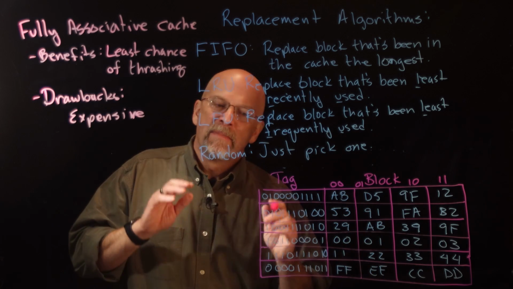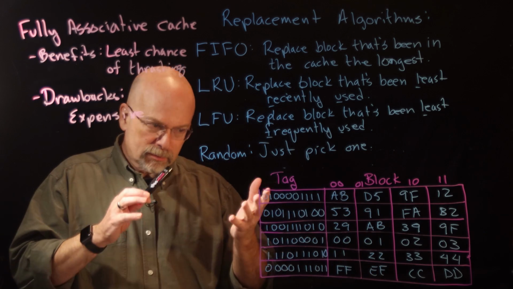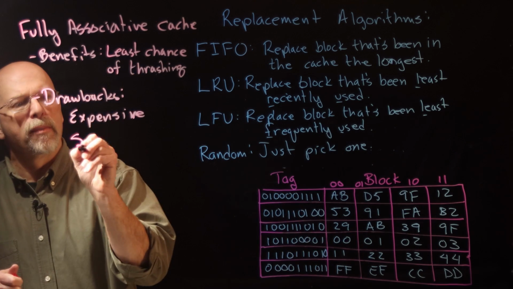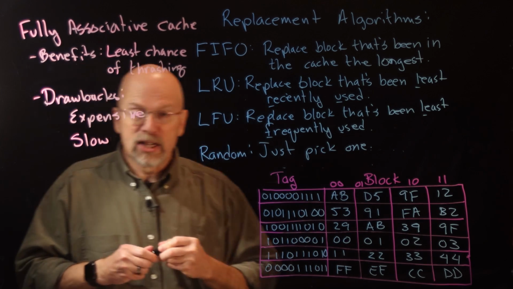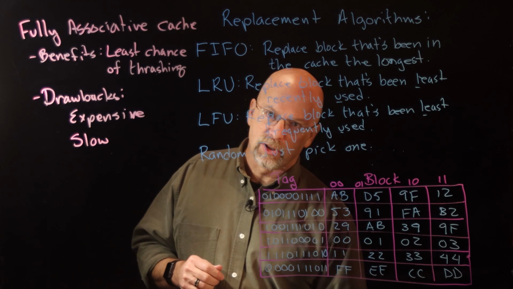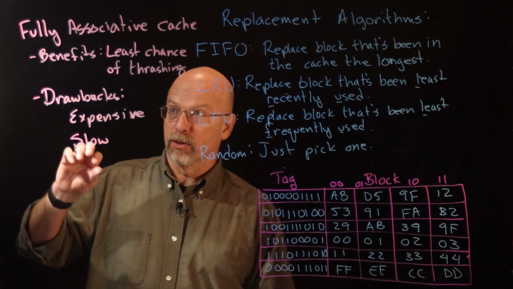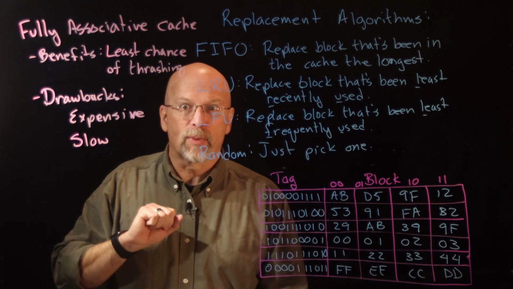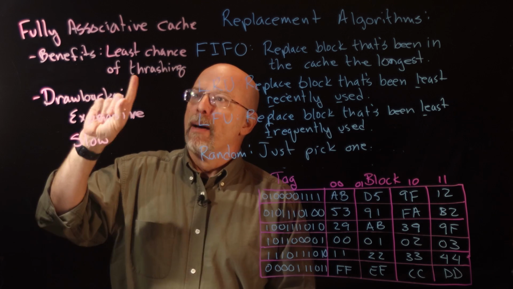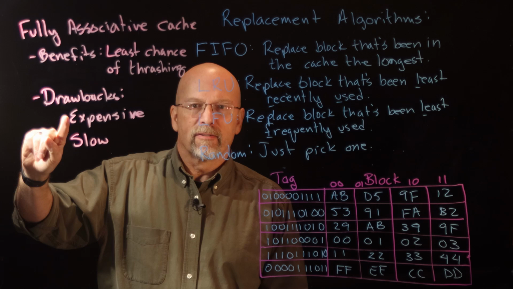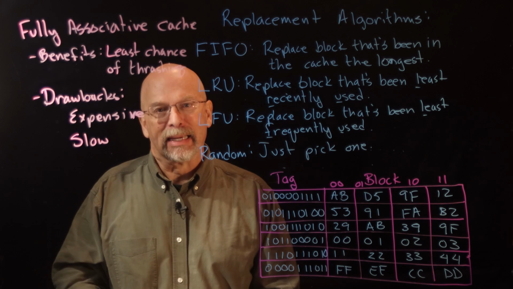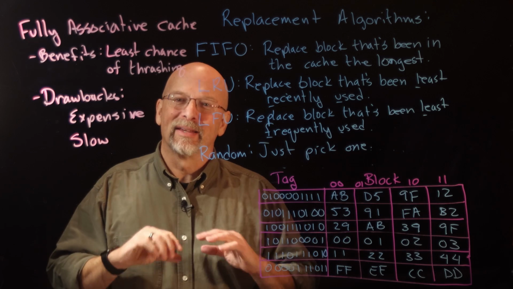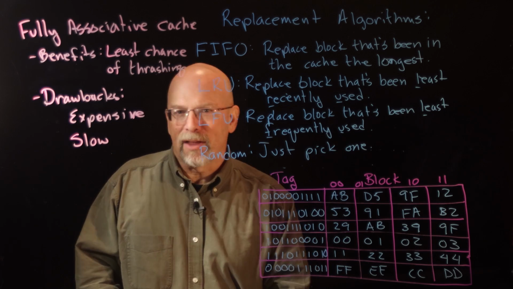Very expensive. Not only that, but think about this. Doing all of that operation all at one time also makes it slow. So as far as the cache mapping algorithms are concerned, we've got no thrashing with fully associative caches. We'll talk about thrashing when we get to direct mapping, but it comes at a cost of it being expensive and being kind of slow. All right? Fully associative, in my opinion, is the simplest to understand, but maybe not the best to implement.